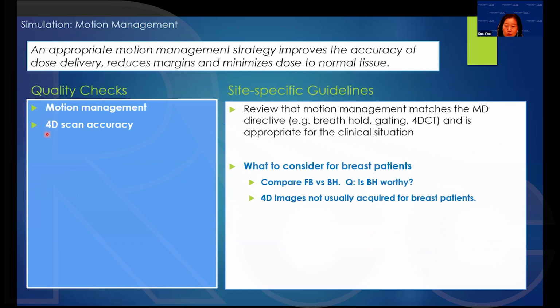Motion management and 4D scan: what do we concern for breast patients? Again, free breathing versus breath hold. And when we check the plan, I always check, is breath hold really breath hold? Is it worth it? 4D images for breast, we don't really acquire. Most of the time, 4D would be for lung or abdominal patients.